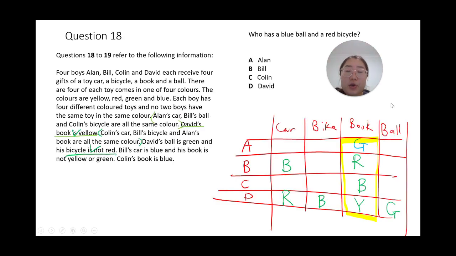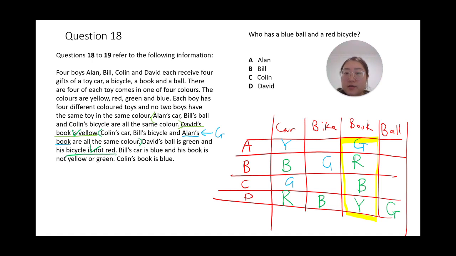Okay, so now we're going to go back with this information. Let's go to this one. We know that Colin's car, Bill's bicycle, and Alan's book are all the same color. We just figured out Alan's book was green. So that means Colin's car is also green, and Bill's bicycle is also green. And like before, we have multiple columns and rows that have one left over. We can just fill it in. So Alan's car must be yellow.